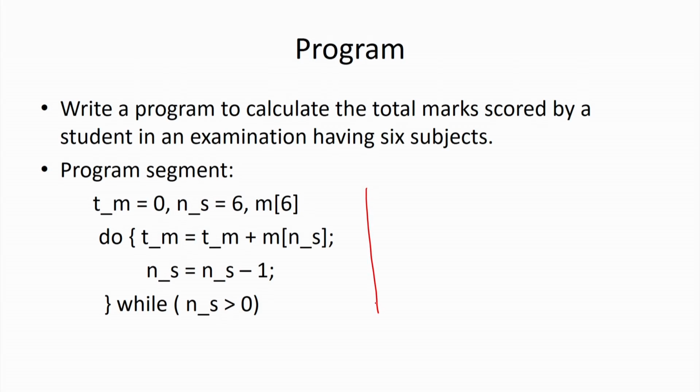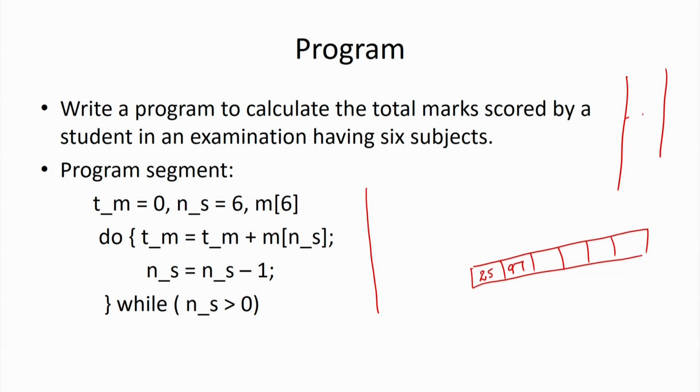Now, we need some placeholders. We define t_m, which is the total marks, initially 0, and n_s, the number of subjects. We are talking about 6 subjects, and we have marks of 6 different subjects, so we define m[6]. In a high level language we can define an array. We have 6 elements, 1, 2, 3, 4, 5, 6, with some marks like 25, 97, and so on. When we define arrays, these marks are stored in memory in 6 consecutive memory locations.